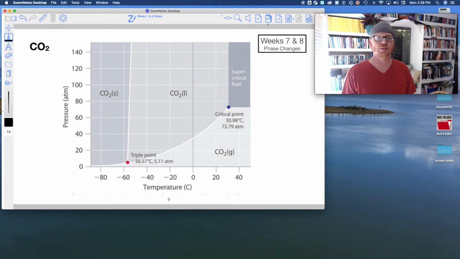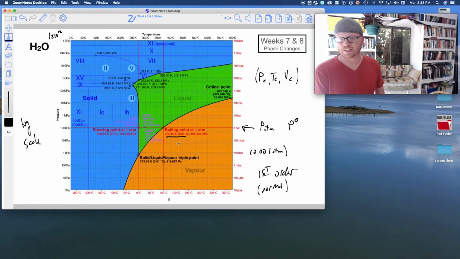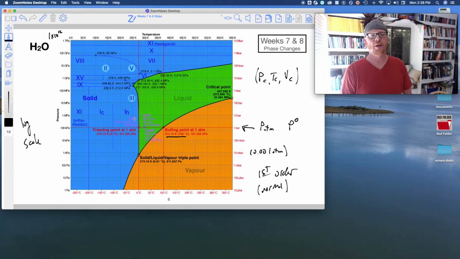So moving on. So now here's CO2. It's not quite as detailed of a diagram, but what you can see here, biggest noticeable difference, look, the boundary between the solid and the liquid has a positive slope. And I didn't talk about this here. It's really hard to see it on this scale. But as it turns out in water, the liquid and the solid boundary actually has a negative slope.